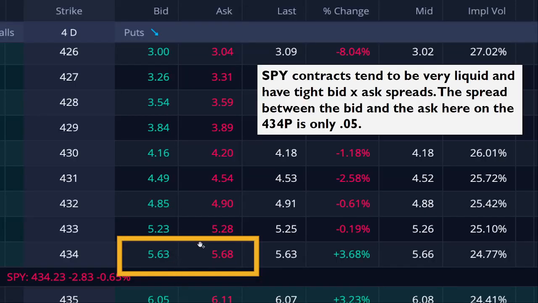So, yeah, like I said before, this is SPY right here, the options chain that I have pulled up. They tend to be very liquid, and they have tight bid-ask spreads. The difference between the bid and the ask here is only 5 cents. In options land, that's $5. That's not bad. We can live with that.